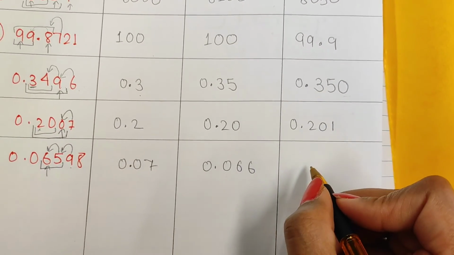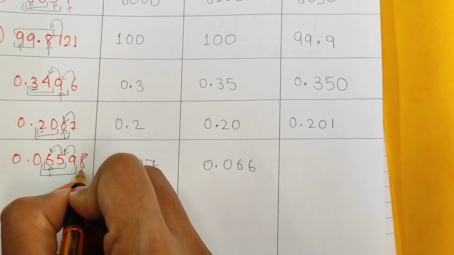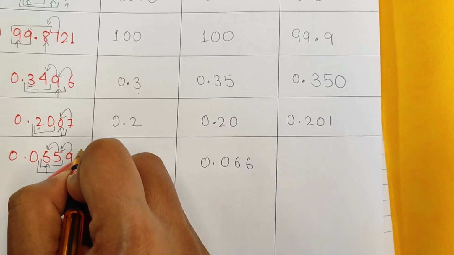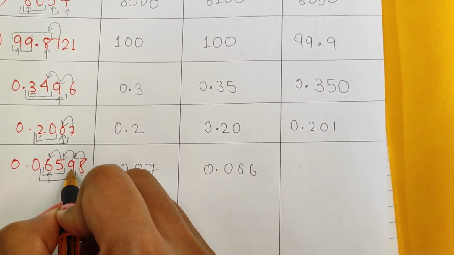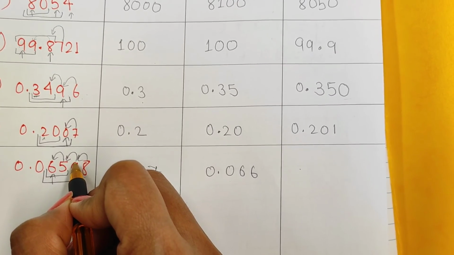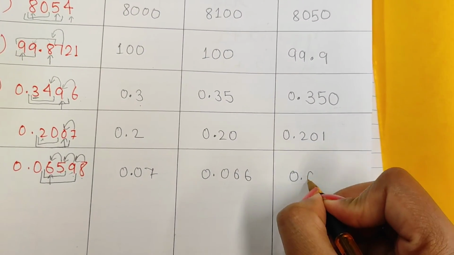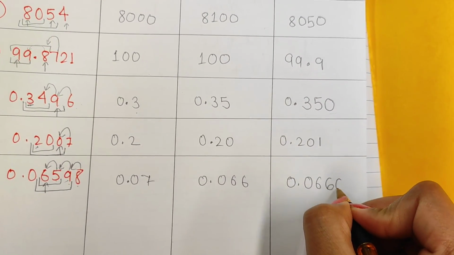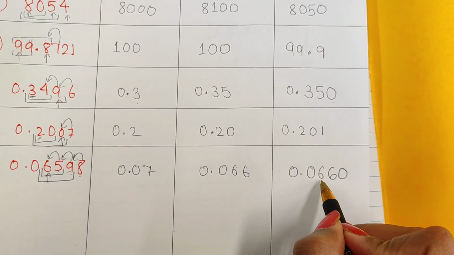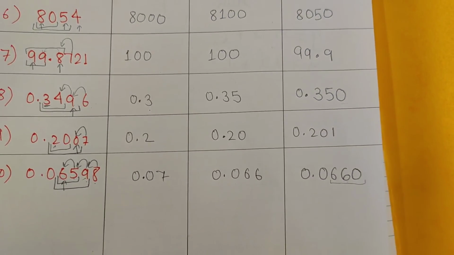And the last one, three significant figures are these, and the fourth number is more than 5, so round this up. So when you round this up, that will become 10. I mean, we cannot write 10 again, so this will be rounded to 6, so 0.066 and 0, because remember, we want three significant figures. So these are my three significant figures.